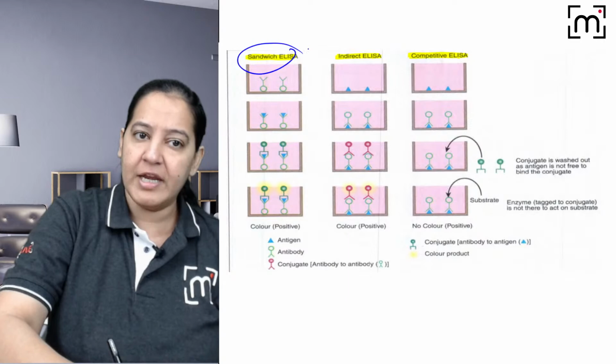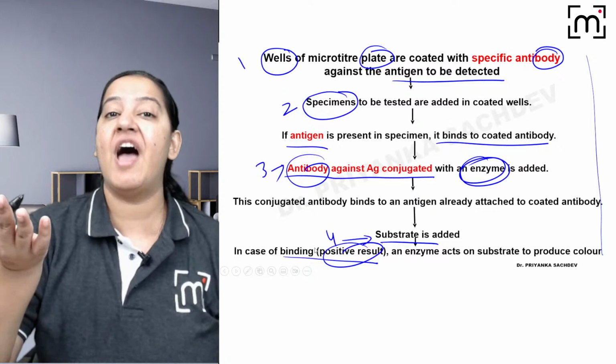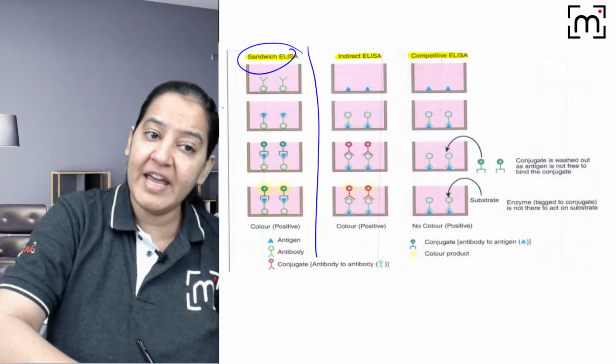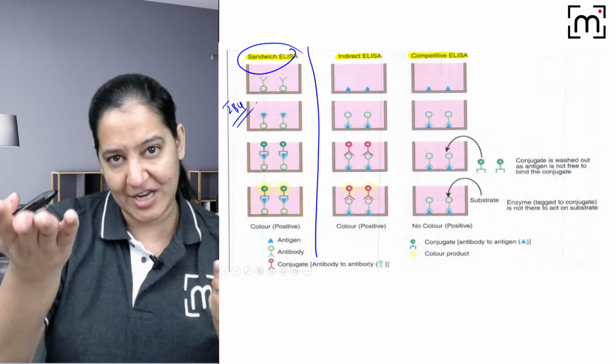And if you are preparing for some competitive exam, NEET PG, FMG, NExT, USMLE, whatever, the concept is important. If you know the concept, you can imagine how beautifully MCQs can be framed on it, and how beautifully an image-based question can be created on it. On any step, I can ask you for the labeling. You can do that now, right? That is all about sandwich ELISA, right?